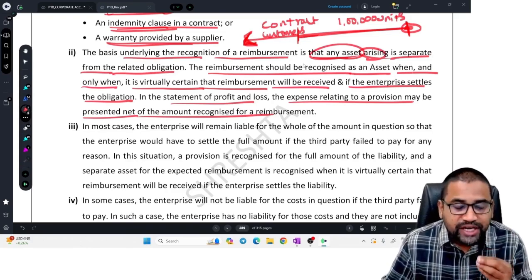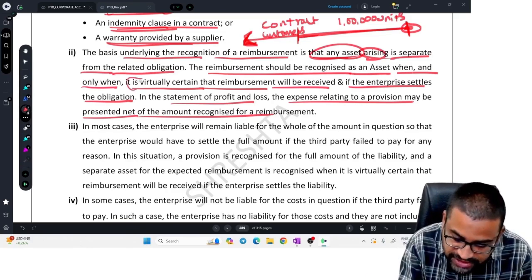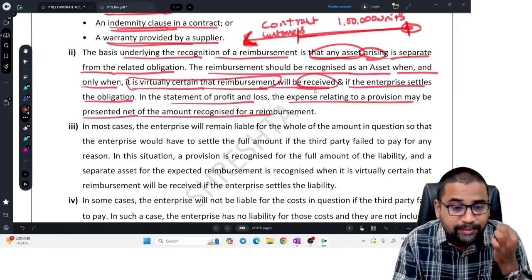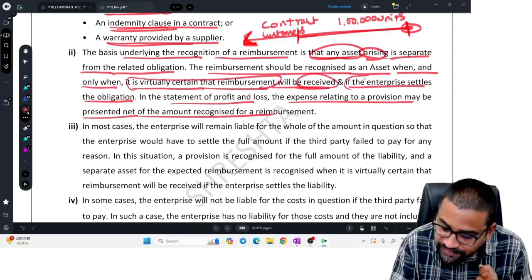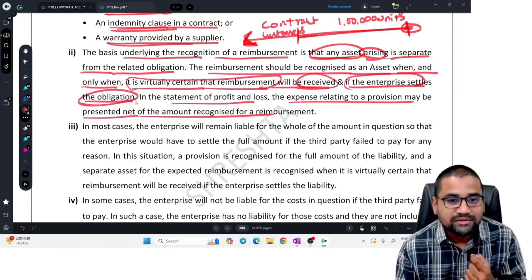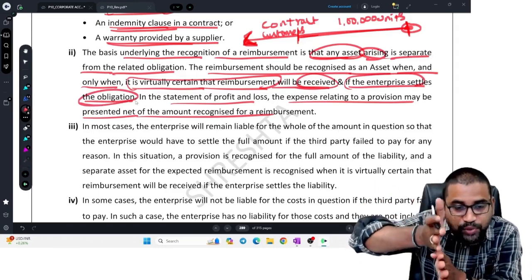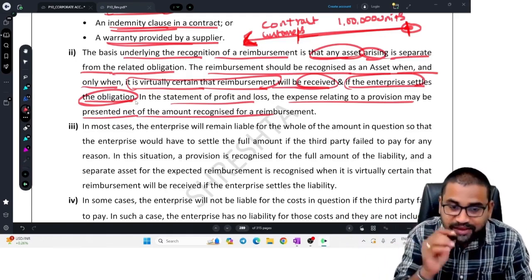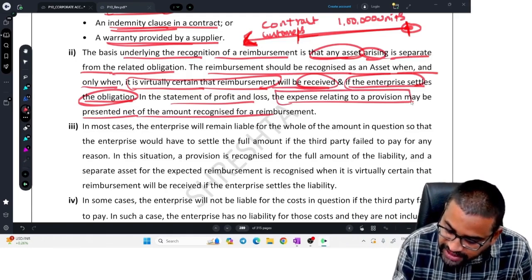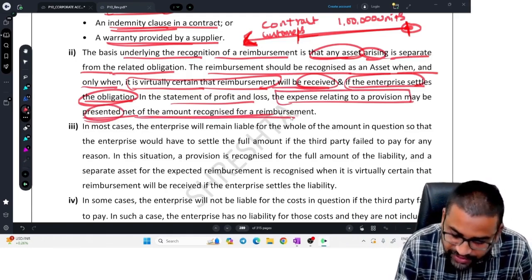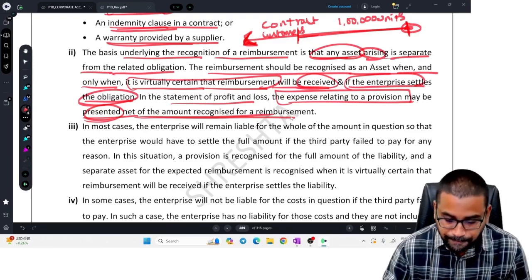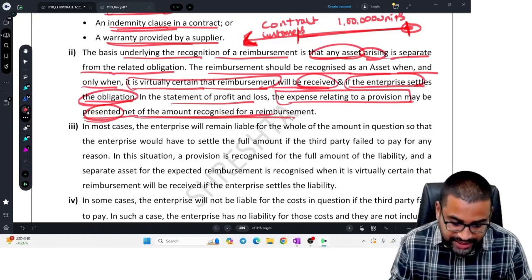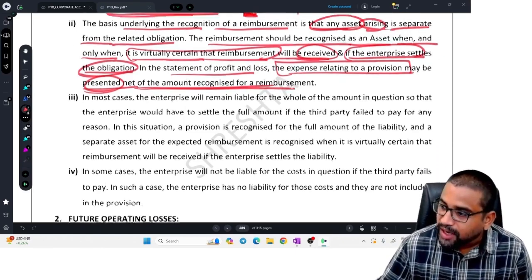When we treat it as an asset, it is only if it is virtually certain that reimbursement will be received. We are going to receive this amount. It should be absolutely certain, virtually certain. And if the enterprise settles the obligation, we are going to settle this obligation, corresponding to which obligation we received this reimbursement amount. And in the P&L account, the expenses relating to the provision may be presented net of the amount recognized for reimbursement. So these expenses we are going to adjust with this reimbursement amount.